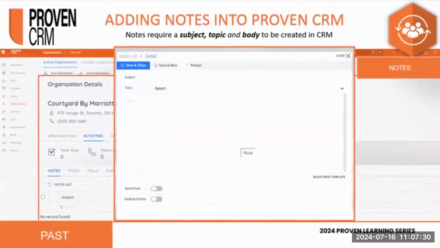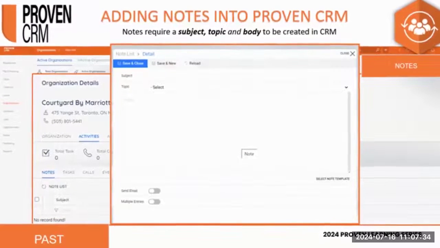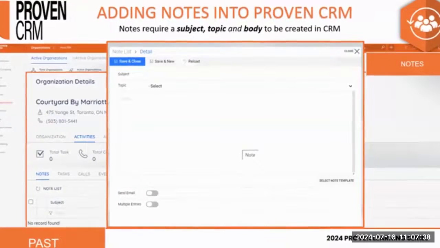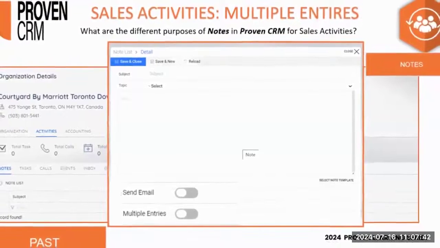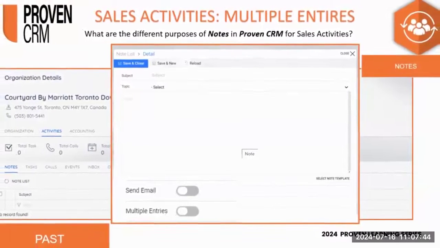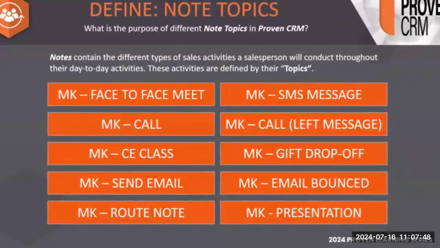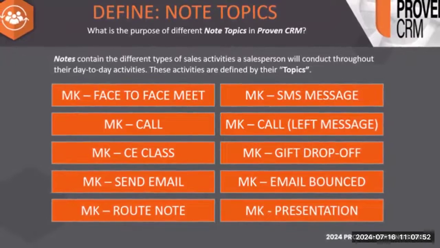Adding a note requires you to enter a subject, topic, and body to be created in Proven CRM. Please note that the subjects provide context to the note topic, which can be useful when looking up notes in sales reports. Furthermore, if you select multiple entries, you can take a single note and apply it in bulk to additional relationships. Notes contain the different types of sales activities that a salesperson conducts throughout their day-to-day interactions.